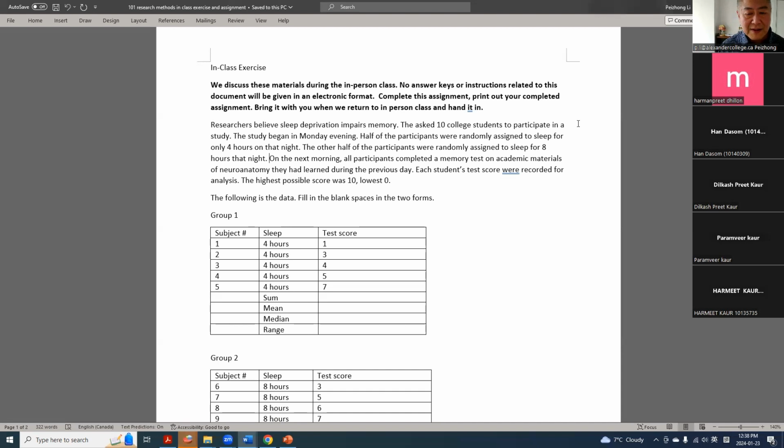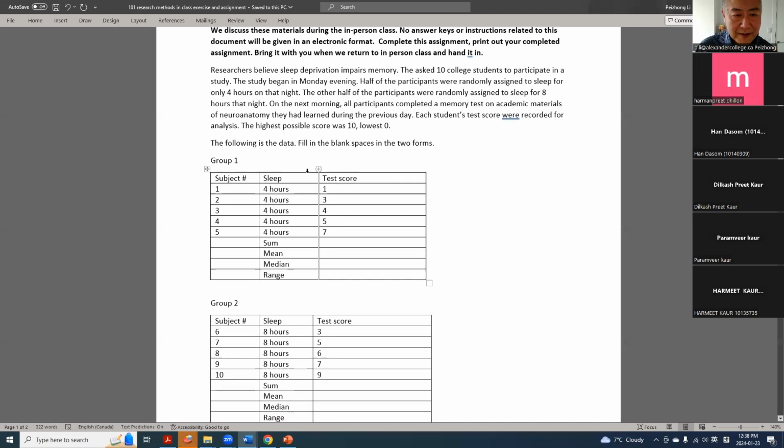The other half of the participants were randomly assigned to sleep for 8 hours that night. These students sleep the normal amount of time. The next morning, all students complete a memory test on academic materials they had learned during the previous day. Each student's test score was recorded for analysis. The highest possible score was 10, the lowest 0.